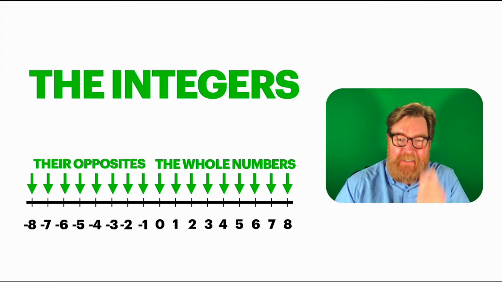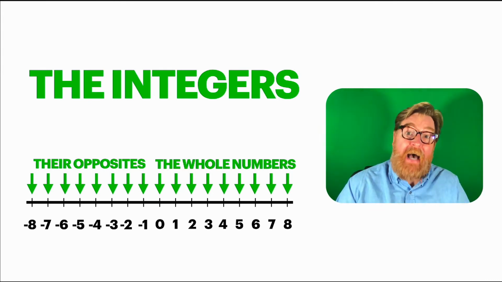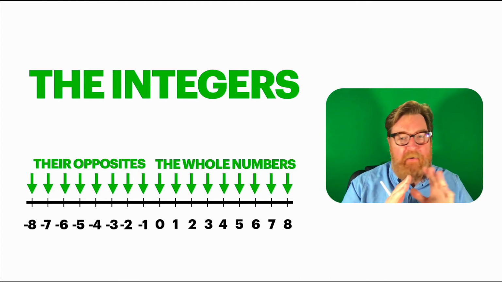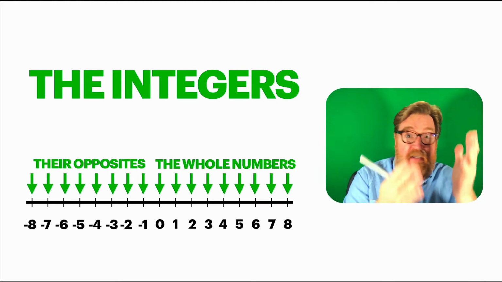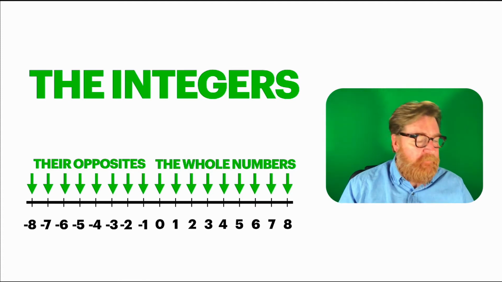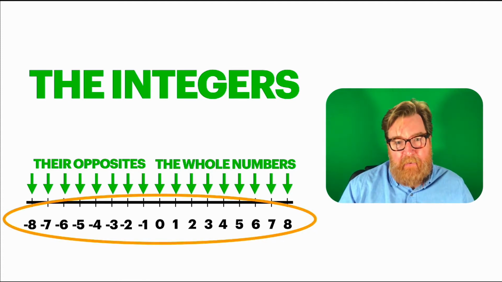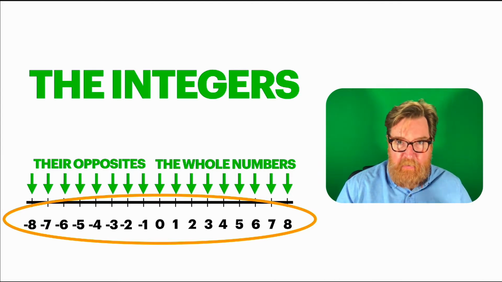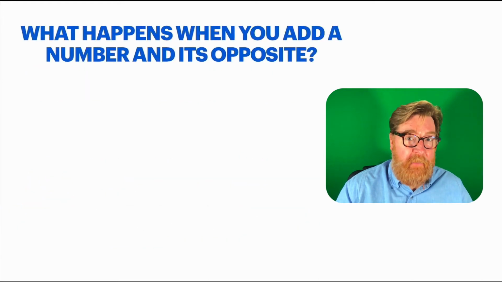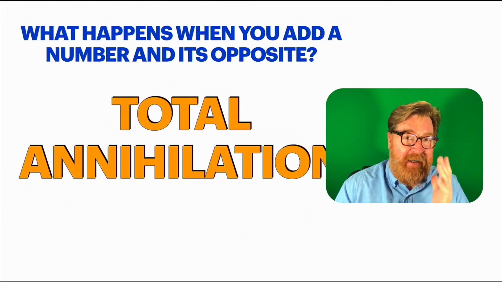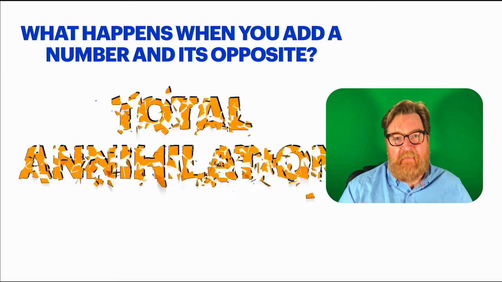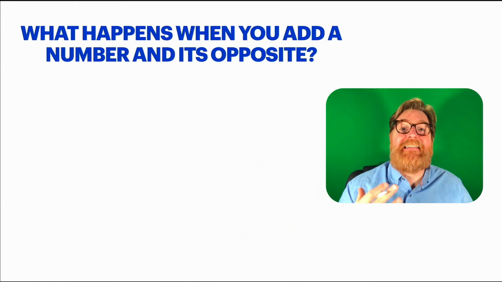All right? If you take a number, like let's say 5, and its opposite, -5, they hate each other. They are going to fight. When you get them together, they hate each other. And just the same way as if you take -8 and its opposite, 8, they hate each other. In fact, if you add any of those integers together with its opposite, you know what happens? You get total annihilation, which is really just a dramatic way of saying nothing is going to be left. You're going to get 0.